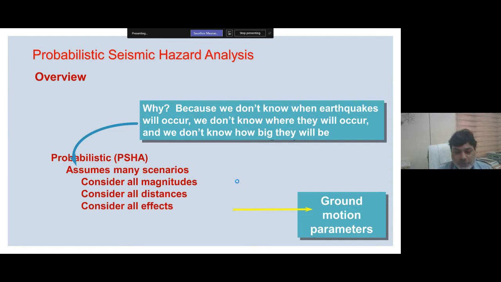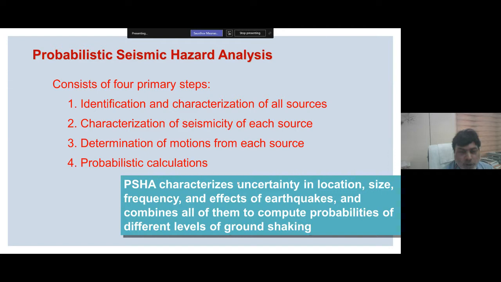The probabilistic seismic hazard analysis consists of four primary steps. This is what India did in 2002. Presently IIT Bombay with the NDMA is doing it. Our group has also done it, by Dr. Mandal, and also A. P. Singh has done it for some parts. The steps are: identification and characterization of all sources, characterization of the seismicity of each source, determination of ground motions from each source, and probabilistic calculations.